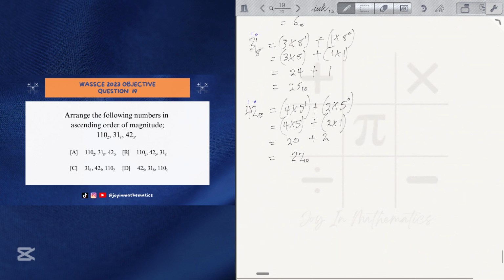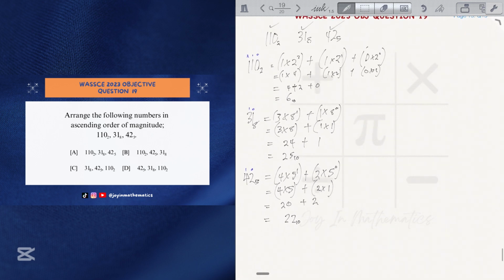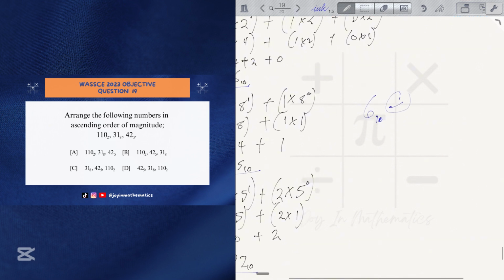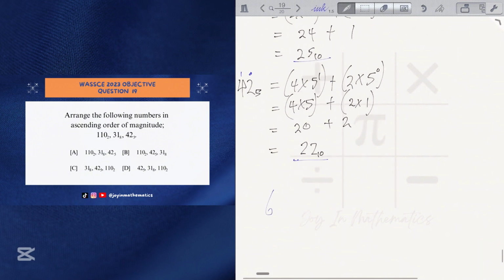Now we have, okay, let's change the ink, 6 base 10, 25 base 10, and 22 base 10. Now in ascending order, we will know that it starts with 6 base 10, followed by 22 base 10. Let's write this downwards. 6 base 10 is followed by 22 base 10, and then also followed by 25 base 10.